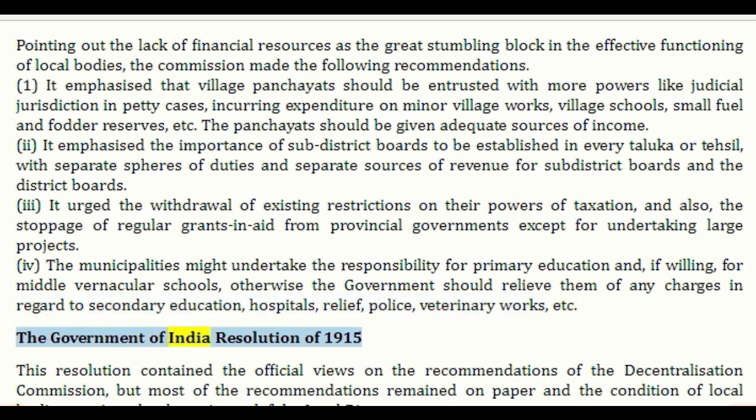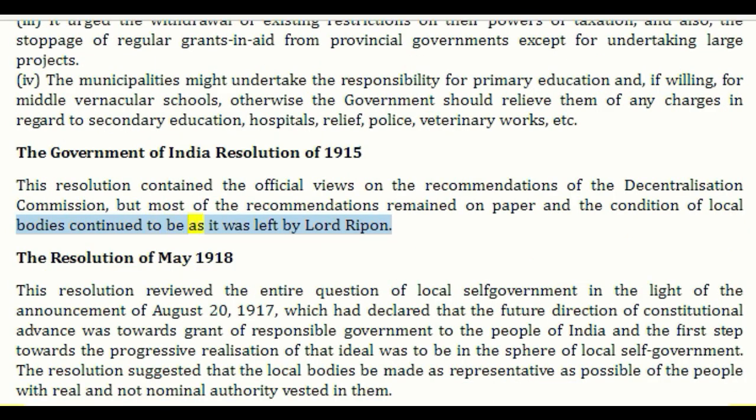The Government of India Resolution of 1915. This resolution contained the official views on the recommendations of the Decentralization Commission, but most of the recommendations remained on paper, and the condition of local bodies continued to be as it was left by Lord Ripon.